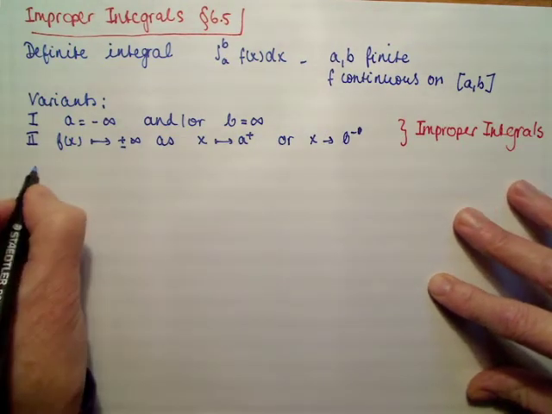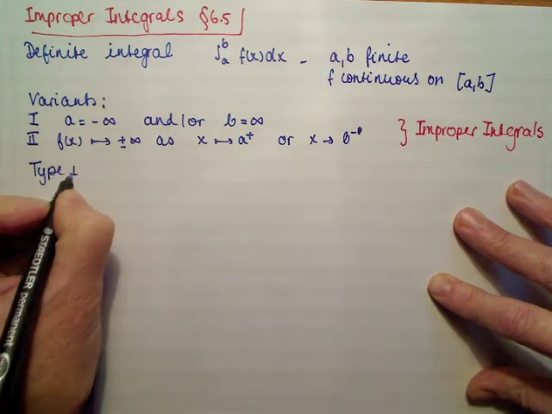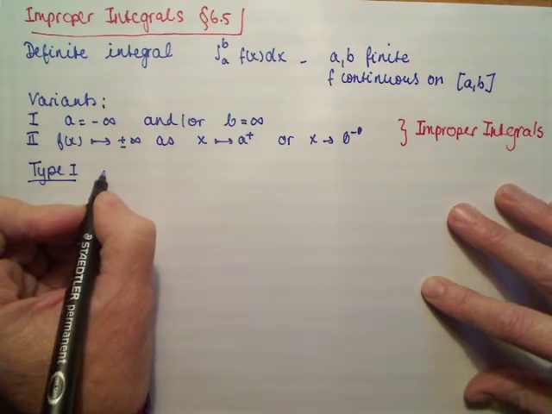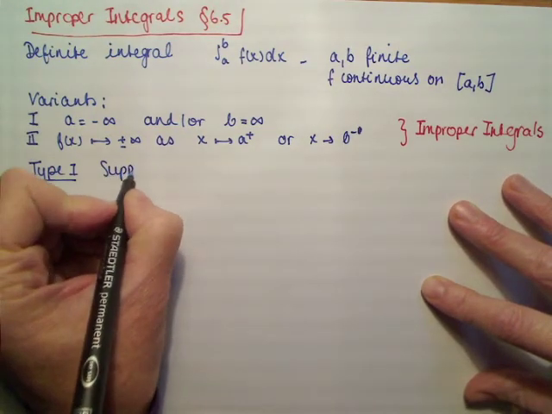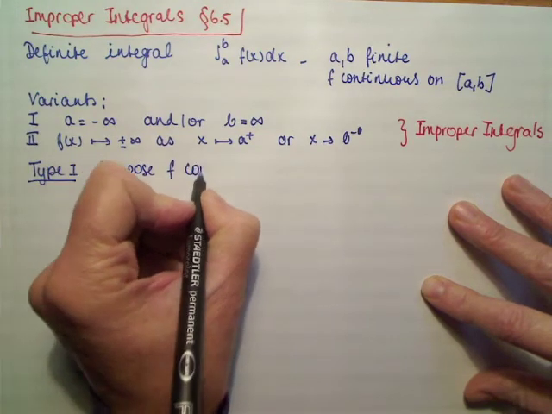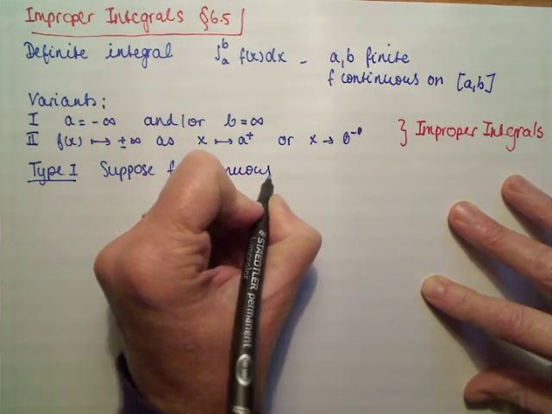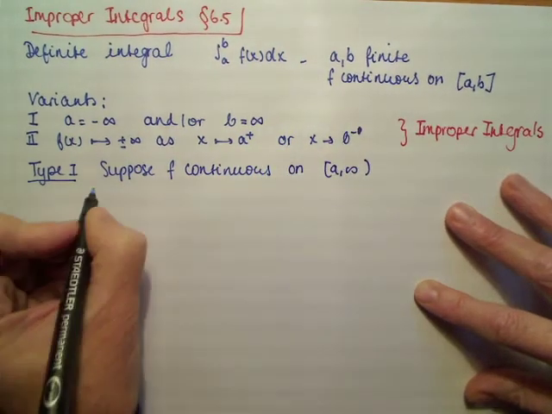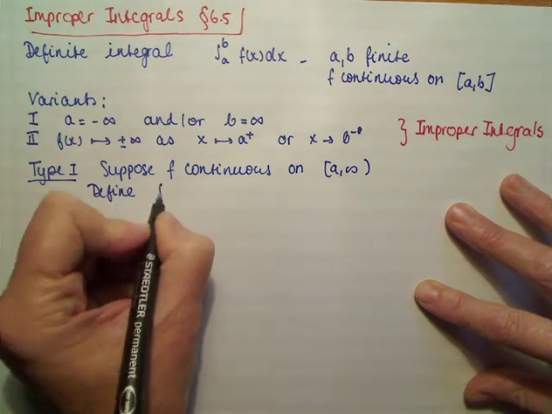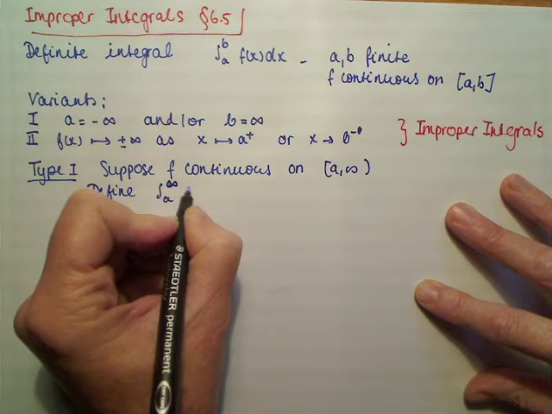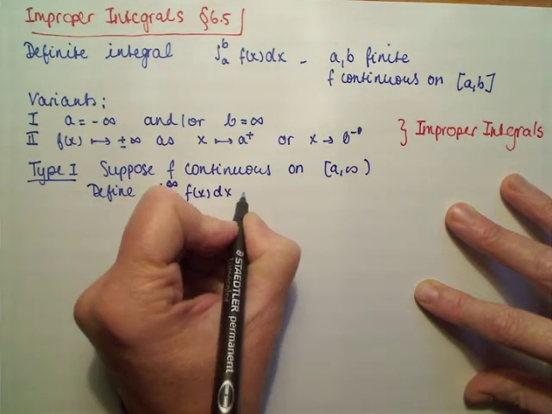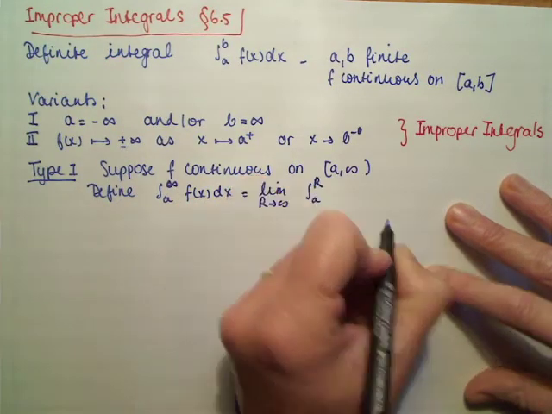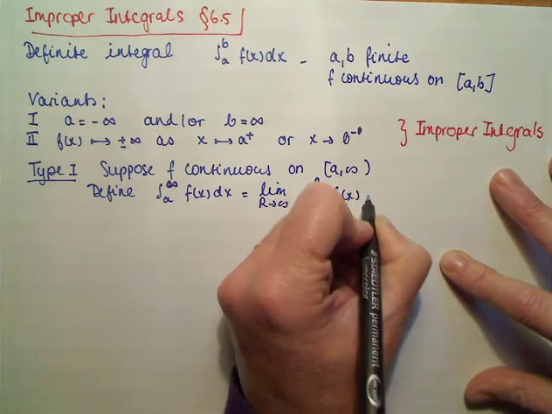Now, let's look at type 1. And we have a theorem there in section 6.5. Suppose that f is continuous on the interval from a to infinity. Now, what we do is define the integral from a to infinity of this function f as the limit for r to infinity of the definite integral over the interval a to r of f.